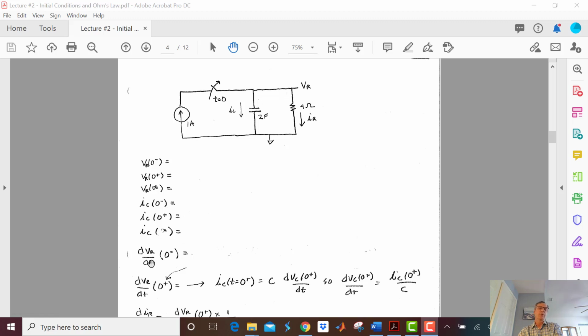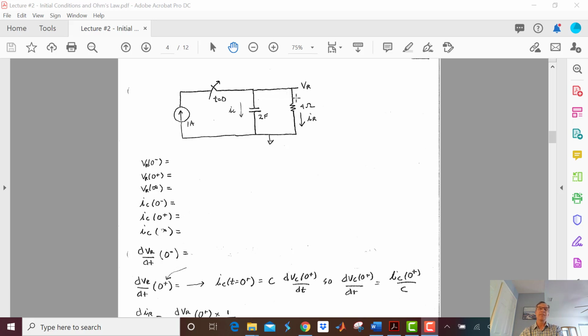So we remember that t equals 0 minus is a steady state. And so therefore, d anything dt at steady state is 0. Now let's look at dVR dt at 0 plus. And I'm throwing a little banana peel at you here because I'm saying I want dVR dt at 0 plus.